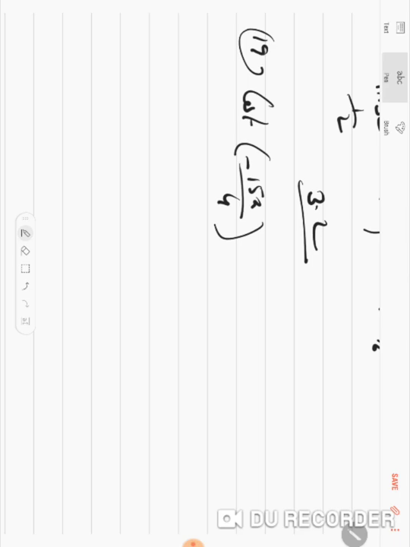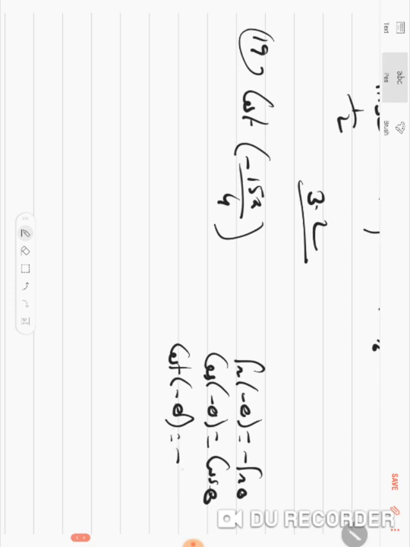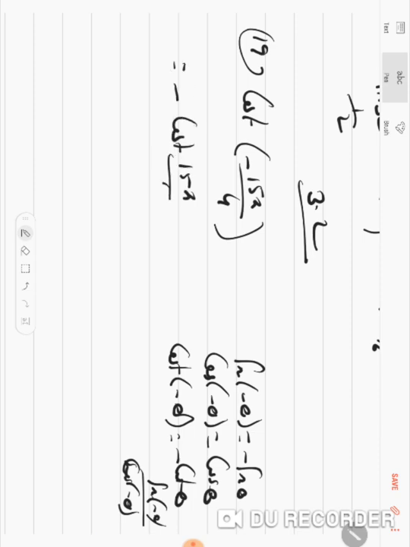Next is cot of minus 15 pi by 4. I've told you sin of minus theta is minus sin theta. Cos of minus theta is just cos theta. So cot of minus theta will be minus cot theta, because it's made of sin of minus theta by cos of minus theta. So one of them is positive, another is negative, therefore it's negative. So minus cot 15 pi by 4.